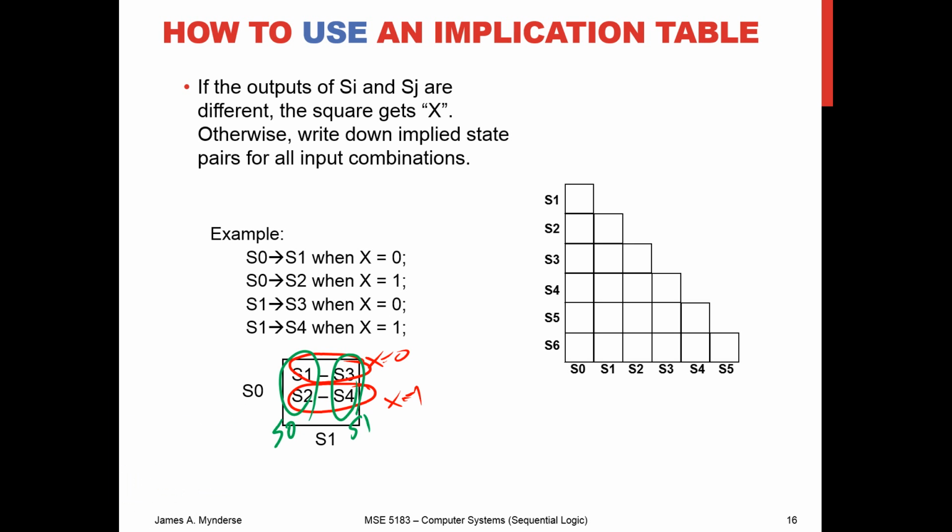We're looking at the next states associated with our input combinations for each of them. And what we're looking for is, are they the same? If we've already put an X in there, then we know that the outputs are not the same, so we don't need to consider it anymore for combining. But if we haven't put an X in and we put in the implied states, then we can start worrying about, are the next states going to be the same?